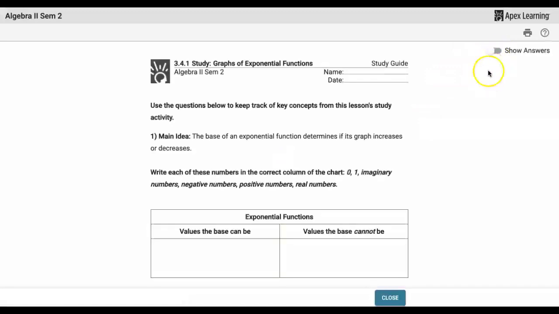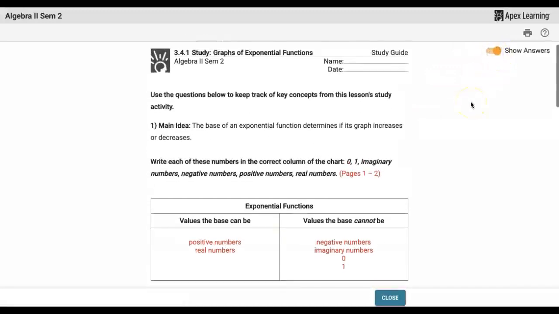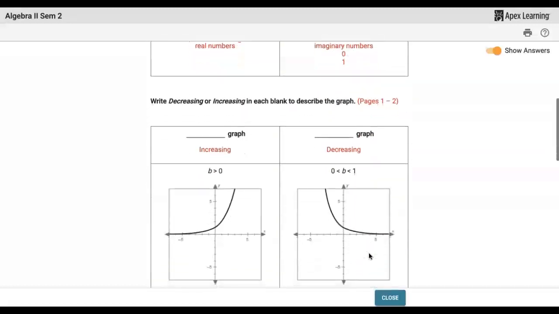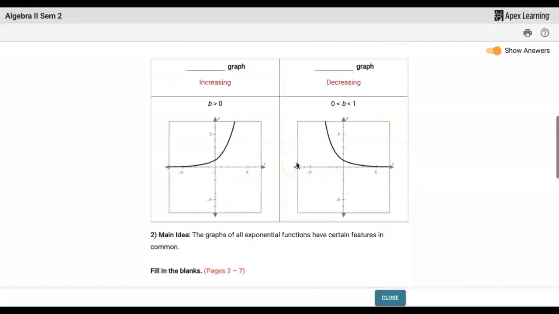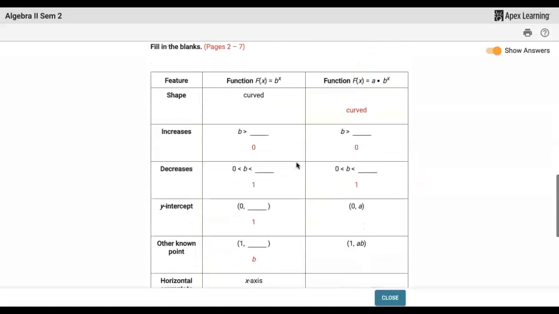If we take a quick look at our study sheet, in general, for exponential functions, the base value has to be a positive real number. The base cannot be negative, imaginary, 0, or 1. That's going to be super important here. Again, identify what happens when b, our base value, is greater than 1 or between 0 and 1. That's increasing versus decreasing.